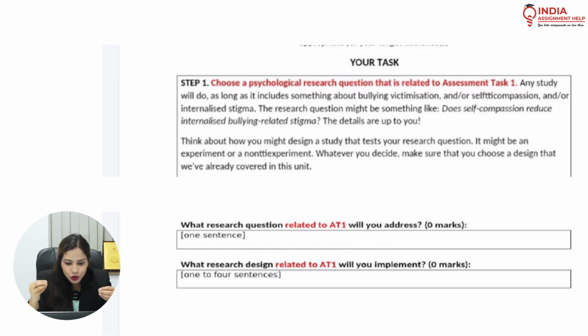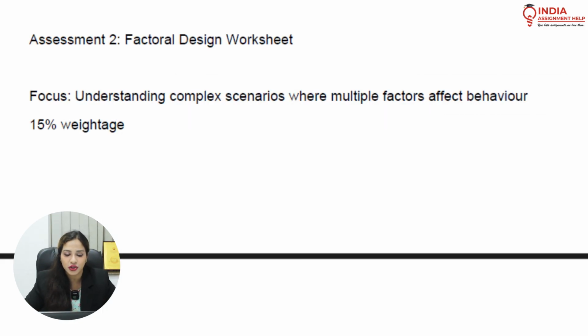That is, what is the research question you will address? What research design will you implement? Such questions will be given to you in your worksheet 1. Second is the factorial design worksheet. This is assessment 2.